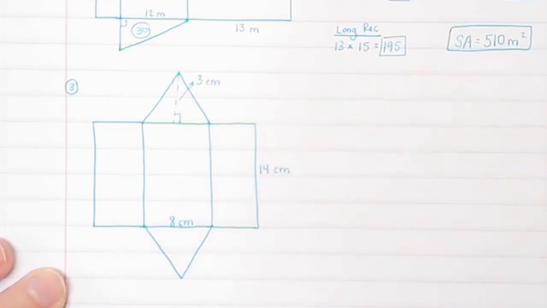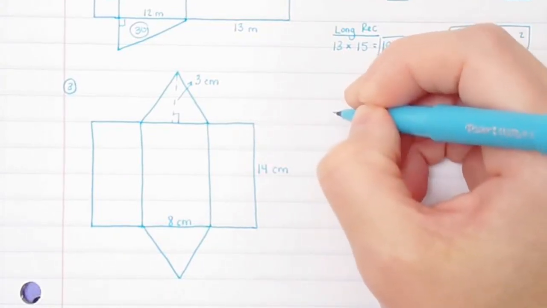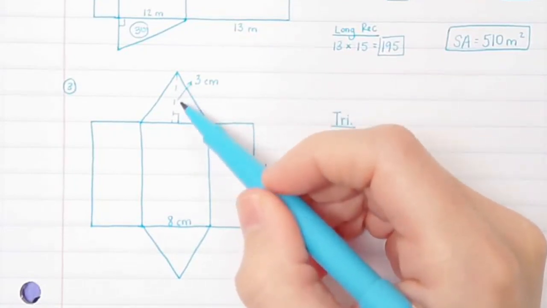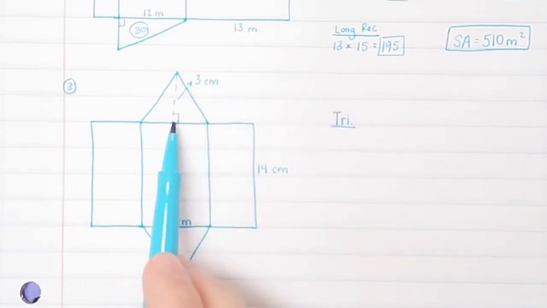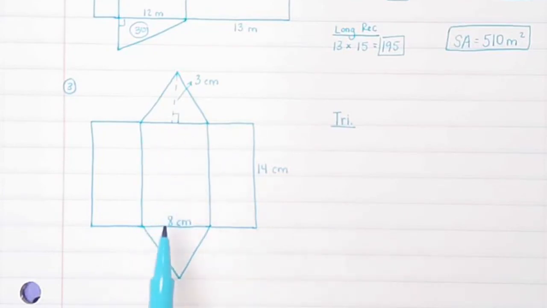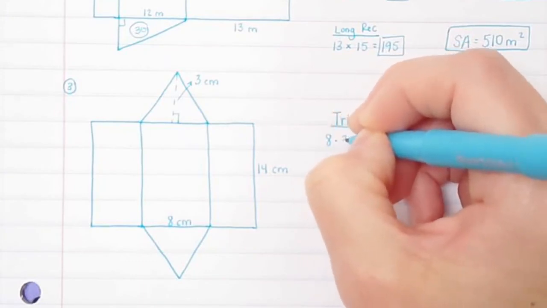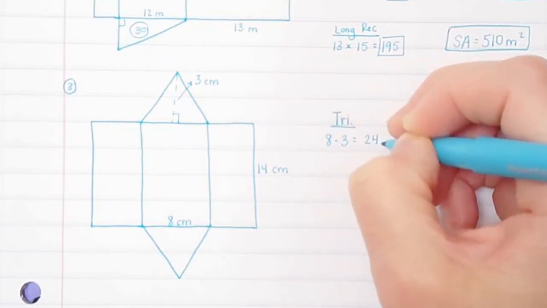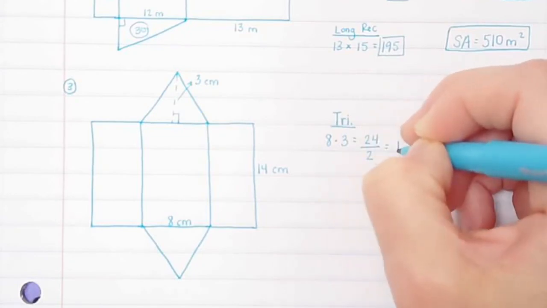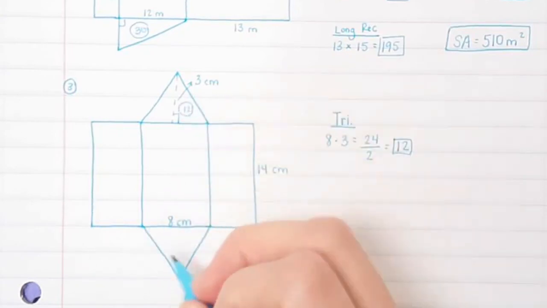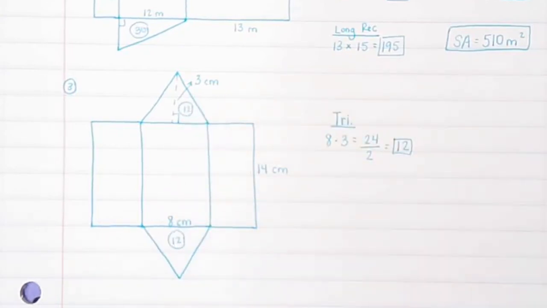All right. So we got to find the area of every single side. So if I start with the triangles, all right, I can see that the height of my triangle is 3. What is my triangle sitting on? It's sitting on this line right here, which I can tell is 8 because it matches this line down here. So that's going to be 8 times 3, which is 24. But it's a triangle, so I have to divide by 2, and I get 12, which means this one's 12. And this one's 12.